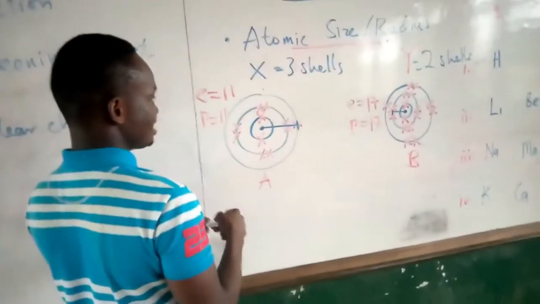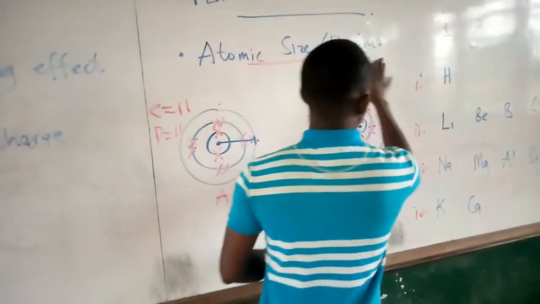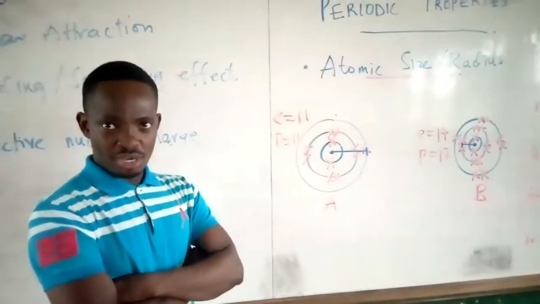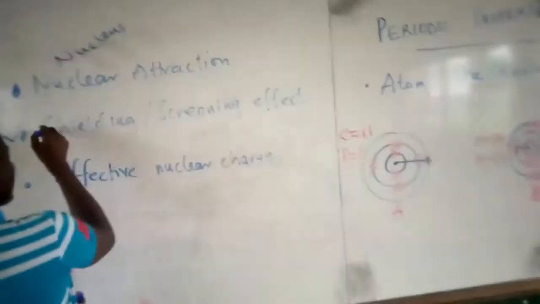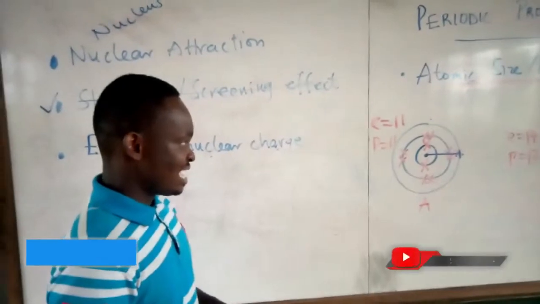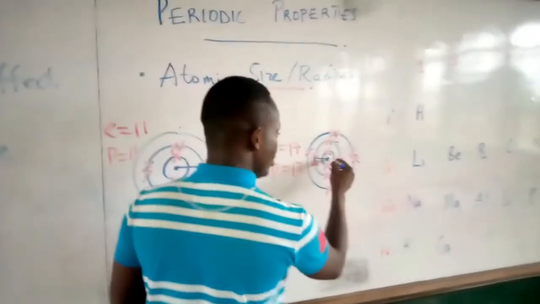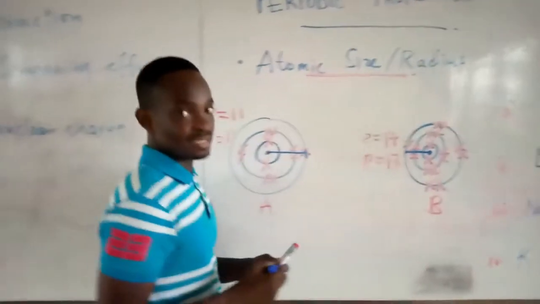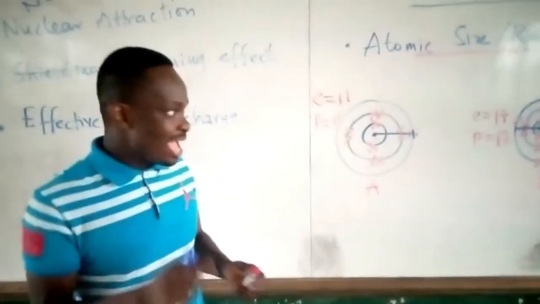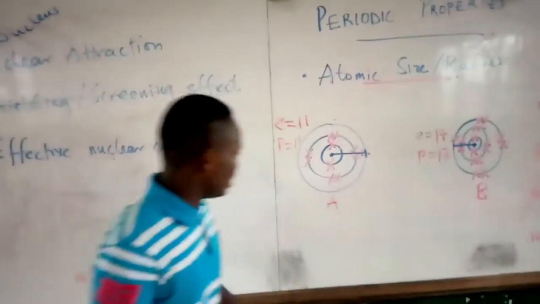So element A and element B. There's no more X and Y. We have element A and element B. Now what happens? The same number of shells. So this remains virtually the same. Now look at something here. Let's compare the distance of the atomic size. The same number of shells, however, they have different atomic numbers. This one has 17, this one has 11.